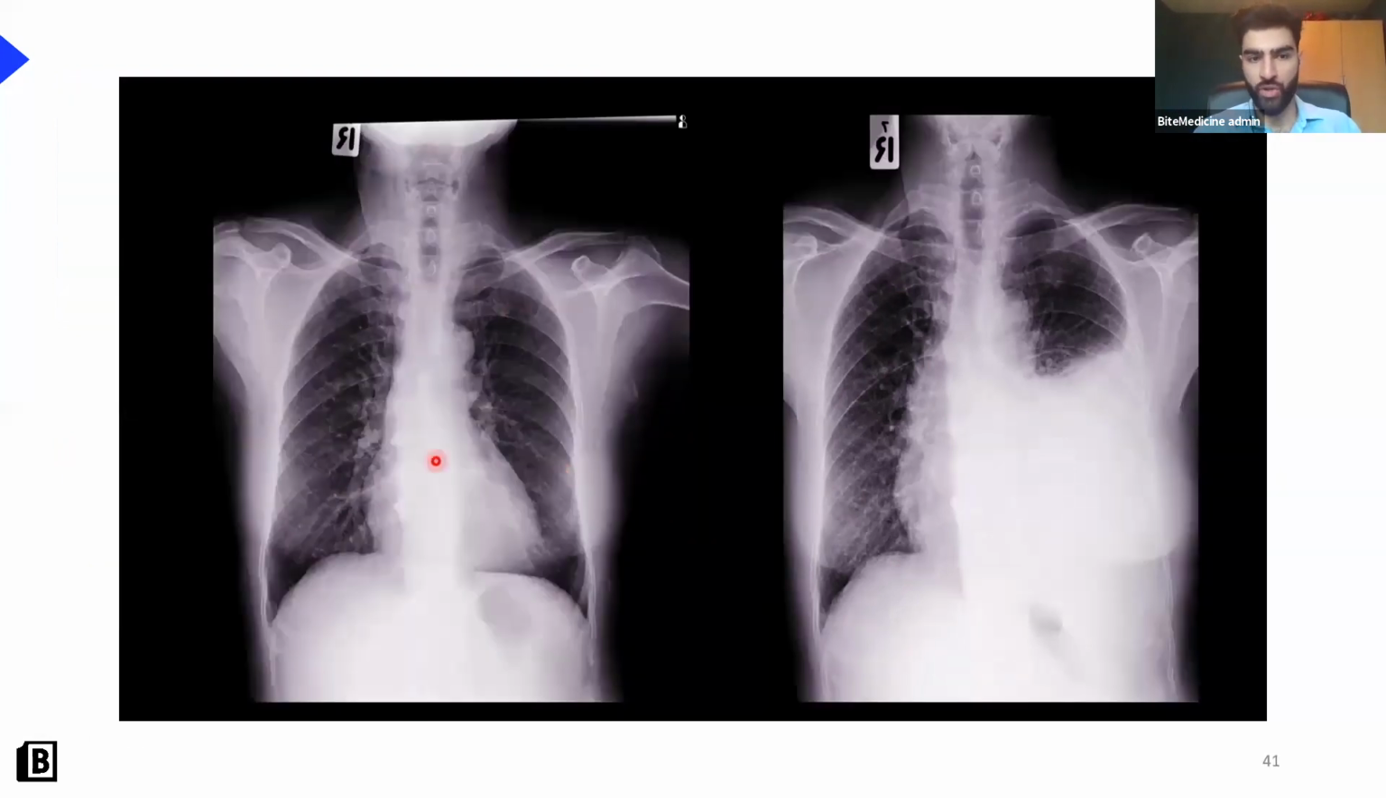Always compare a normal chest X-ray to an abnormal chest X-ray when you're starting out. Look at tons of normals, and then you'll be able to figure out what the abnormal is. Obviously, this is clearly abnormal. But it really helps you identify the differences.